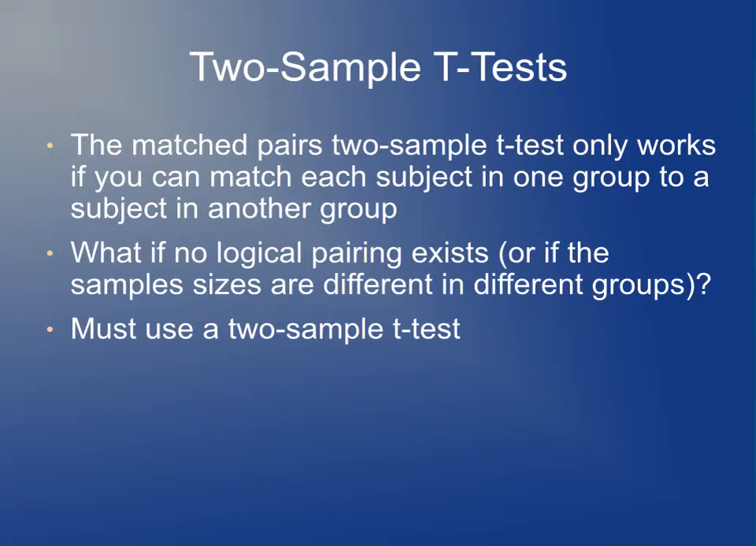So now let's consider the case where the data is not paired, that we want to do a general two-sample t-test. The matched pairs t-test only works if you can match each subject in one group to the subject in another group. But maybe there's no obvious pairing. Maybe the sample sizes aren't even the same. Maybe your control group is much larger than the group which has the disease, which will happen sometimes if you're studying a rare disease. In that case, we need to use a two-sample t-test.